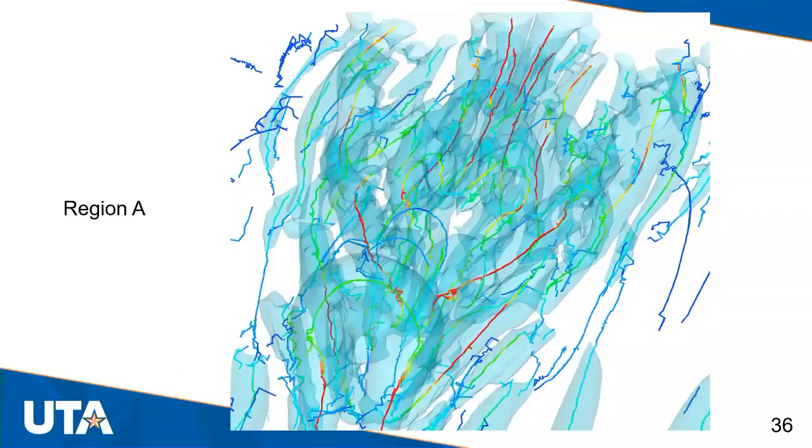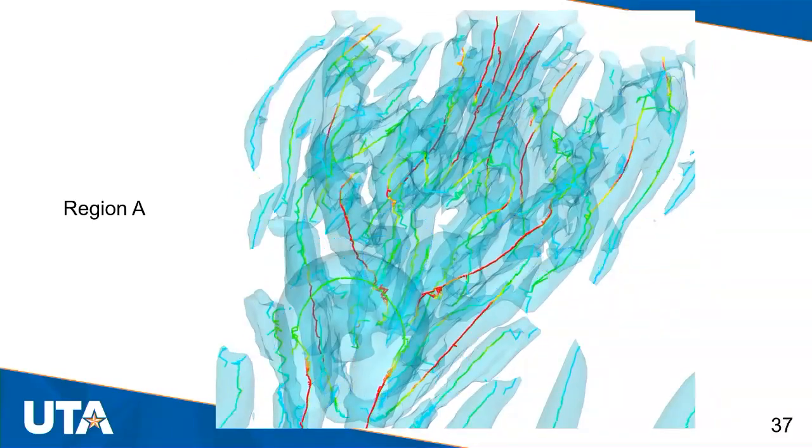Well, region A is kind of complicated, right? Not a simple vortex structure. You may feel they are in a mess. I then remove the weak vortices and only keep the vortex co-lines inside the isosurface. Then you can see these vortex co-lines match the isosurface pretty well.